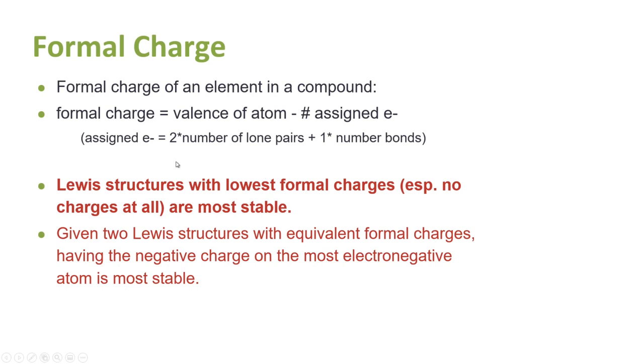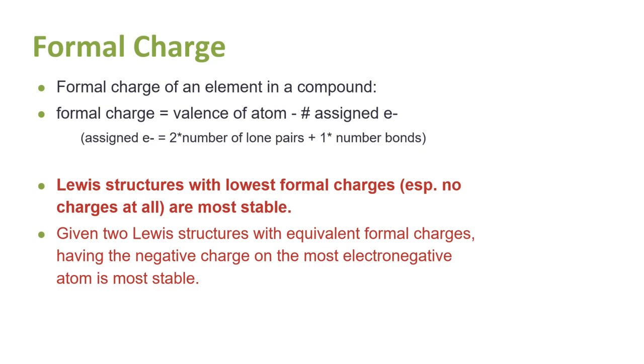And we'll count those assigned electrons by every dot in a lone pair, so a lone pair counts as 2 assigned electrons, but we only will count one of the bonded electrons as being an assigned electron. The idea is that if there's a covalent bond that's representing 2 electrons, when we're assigning them to a particular atom, one goes to each of the atoms that are in the bond. If I find a Lewis structure with the lowest formal charges, ideally no formal charges at all, it's the most stable. So a Lewis structure with 0 formal charges would be the most stable.